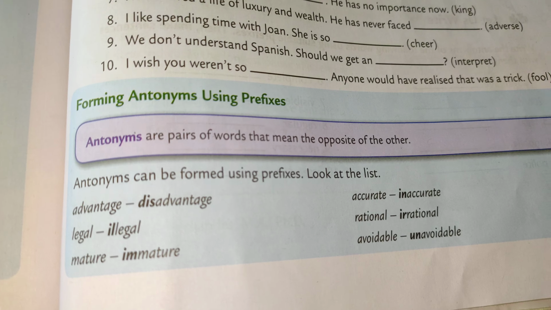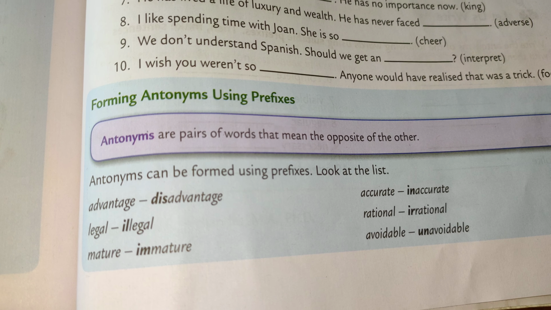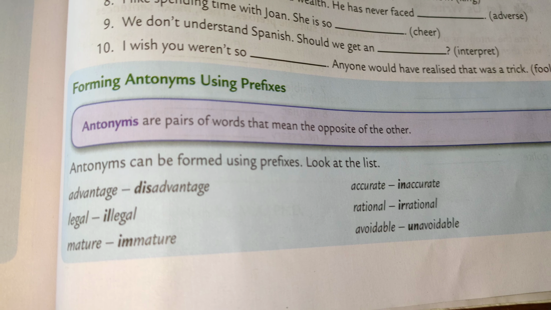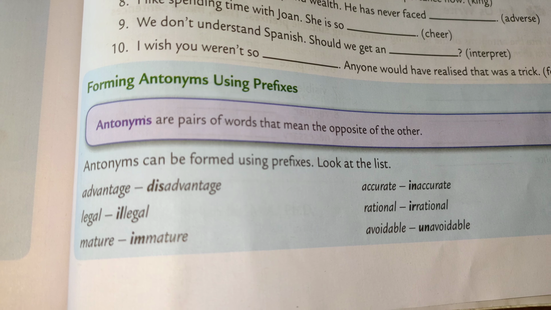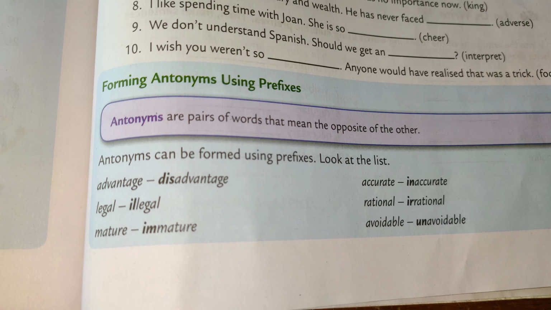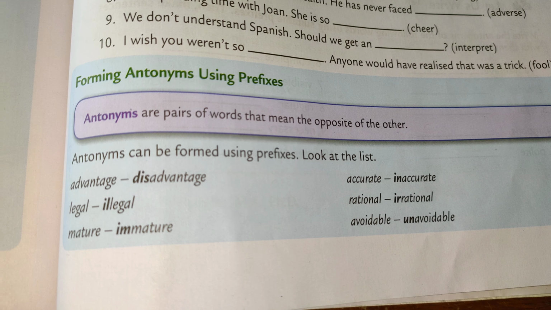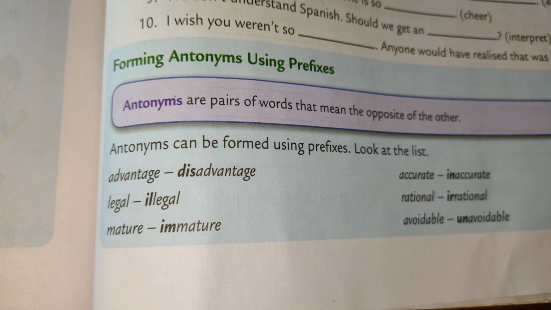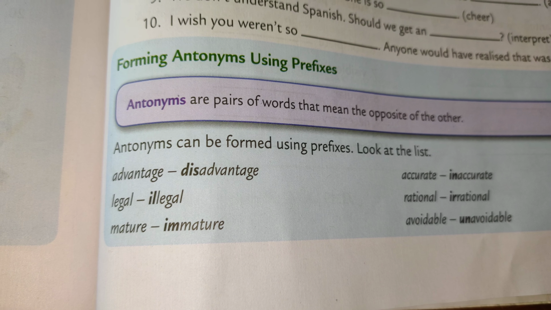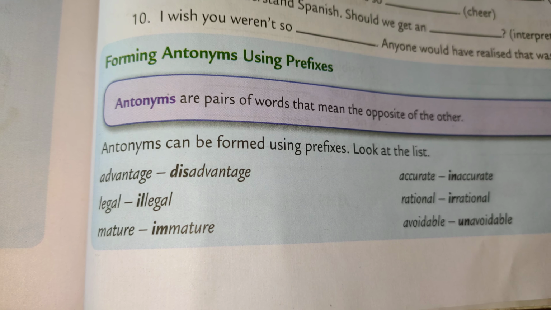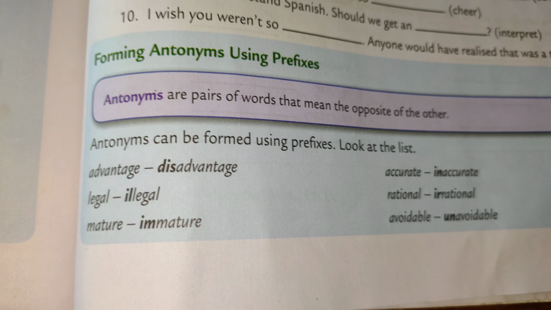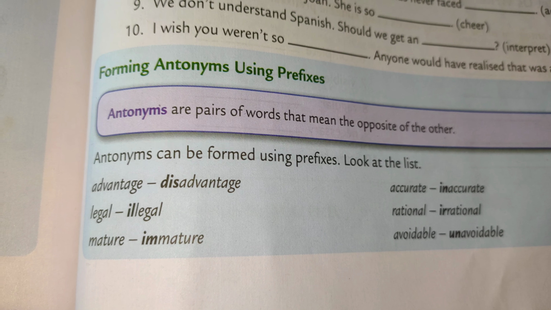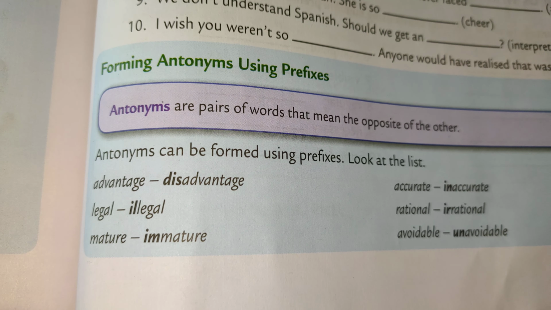Now students, we will learn about forming the antonyms using the prefixes. So now students, first of all, we need to know what the antonyms are. Antonyms are the words which have the completely opposite meaning of the other word. Like if you see advantage, if we add the prefix dis, it will become disadvantage, which is completely opposite of the word advantage. So such kinds of words are the antonyms.